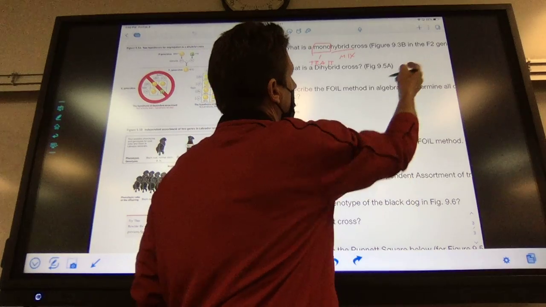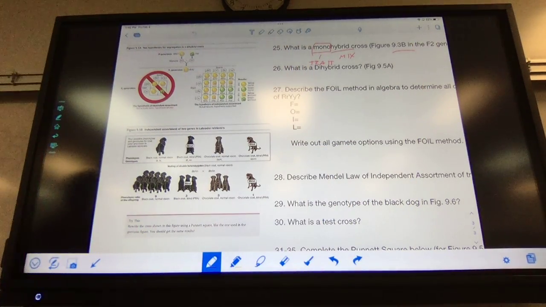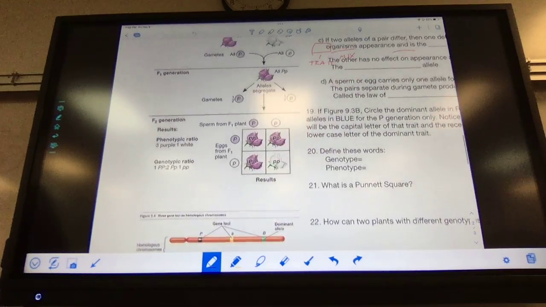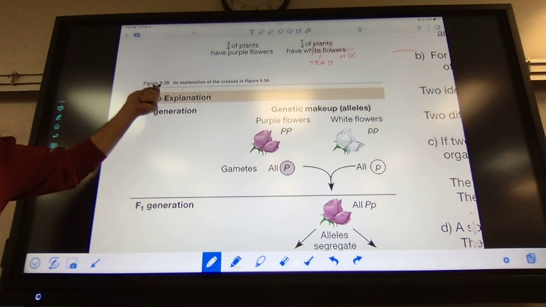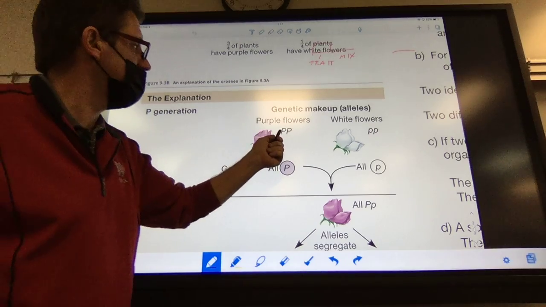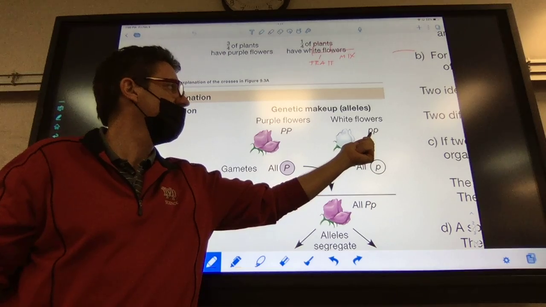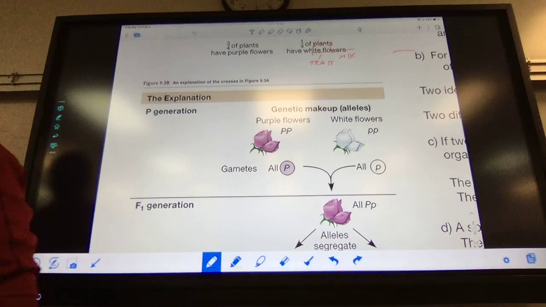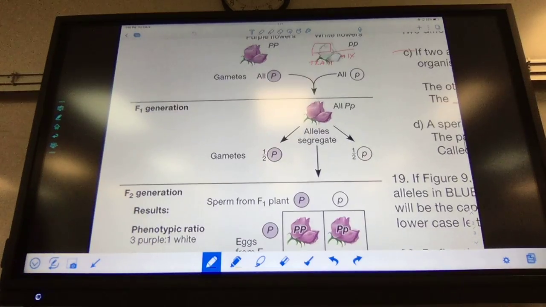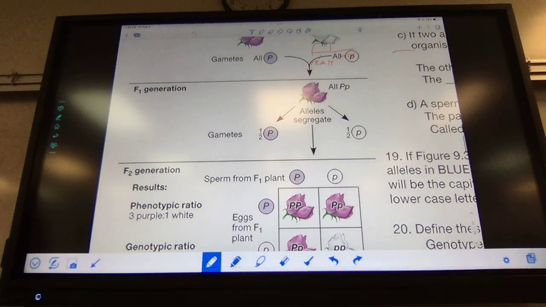So that would be in 9.3b. What was 9.3b? Back up here on this page. 9.3, the figures are labeled. 9.3b, that is not that one. That's homozygous dominant. That's homozygous recessive. But here, that is the hybrid. So you're going to do what you see in this picture.